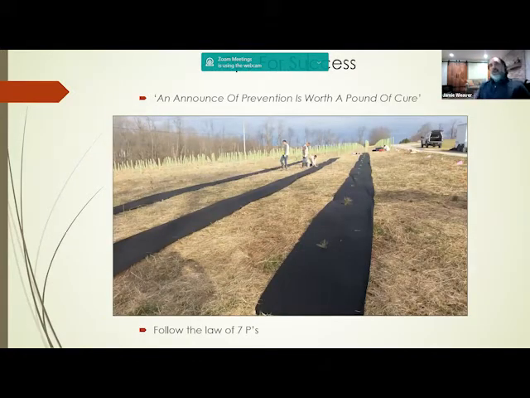And so this ounce of prevention is worth a pound of cure is just following the laws of the 7 Ps, where it's proper performance. And I'm sure you guys can fill in the rest. But this is an example where we have about a 1/4 acre of what is going to be a conifer section. And the rest is a hardwood planting.